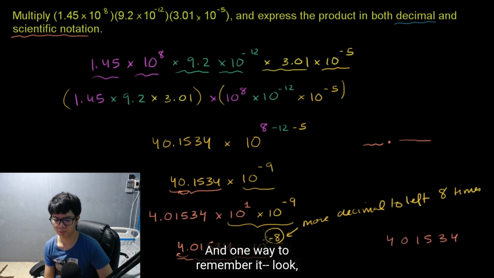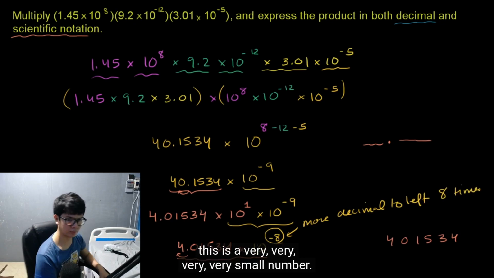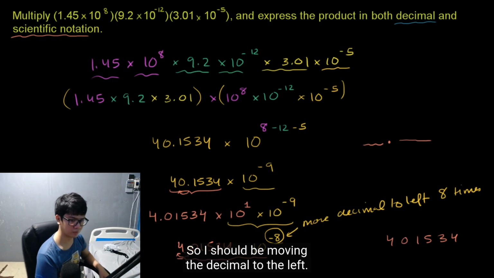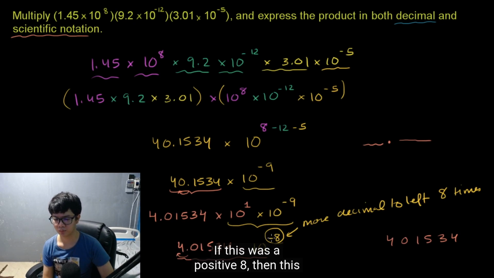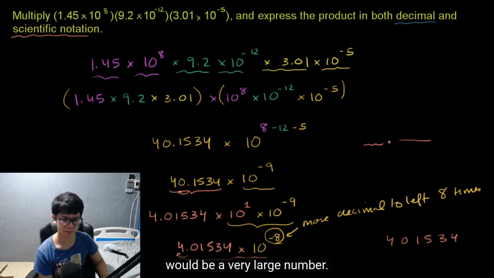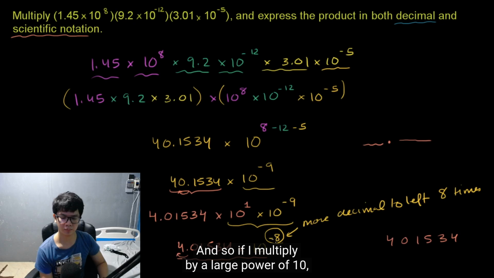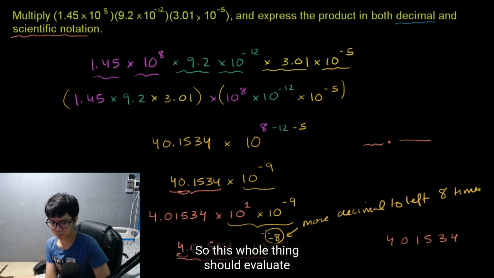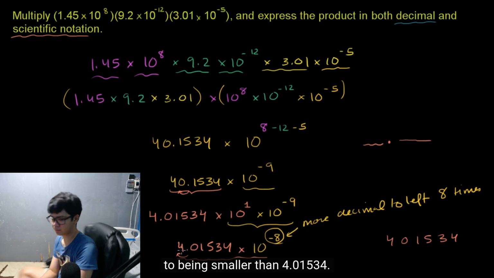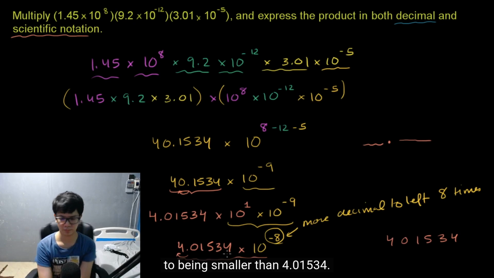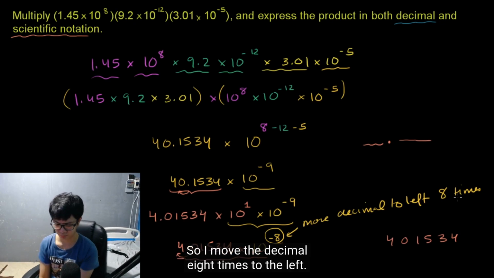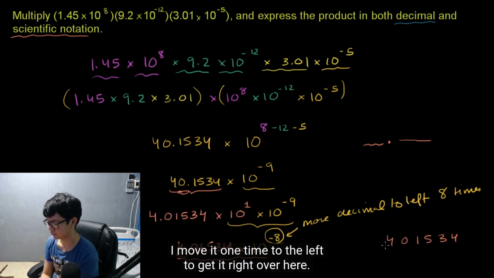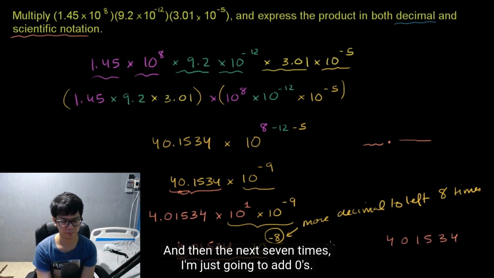And one way to remember it, look, this is a very, very small number. If I multiply this, I should get a smaller number, so I should be moving the decimal to the left. If this was a positive 8, then this would be a very large number. And so if I multiply by a large power of 10, I'm going to be moving the decimal to the right. So this whole thing should evaluate to being smaller than 4.01534. So I move the decimal 8 times to the left. I move it 1 time to the left to get it right over here, and then the next 7 times I'm just going to add zeros.